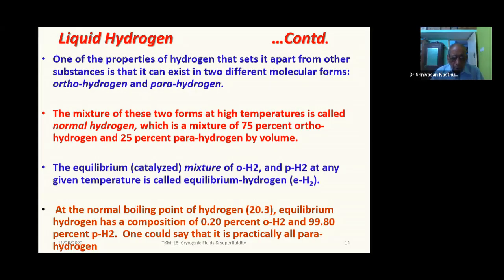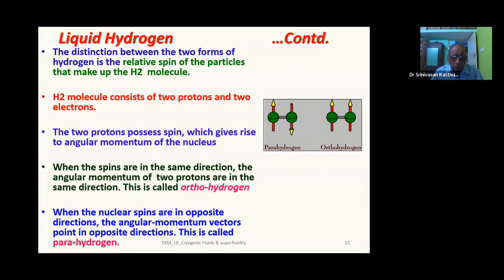At the normal boiling point of hydrogen, 20.3 Kelvin, equilibrium hydrogen has a composition of 0.2% orthohydrogen and 99.8% parahydrogen. One could say practically the entire thing is parahydrogen. That's what you normally say. Okay, the distinction between the 2 forms of hydrogen is the relative spin, the relative spin of the particles, the atoms that make up the hydrogen molecule.